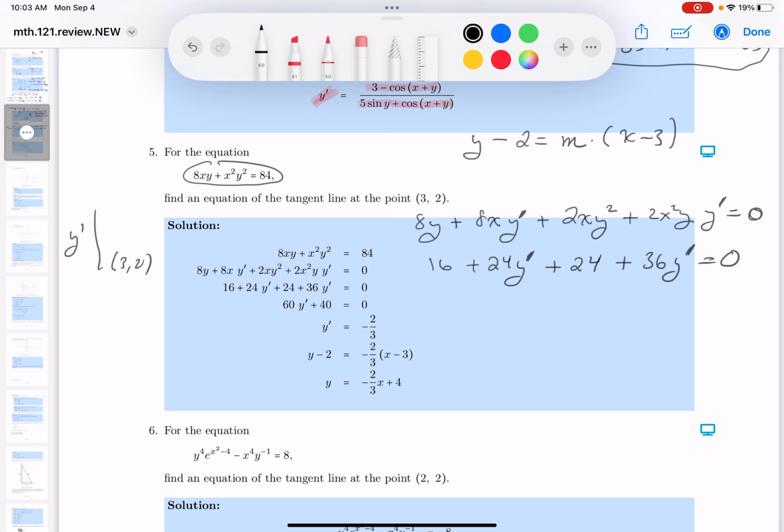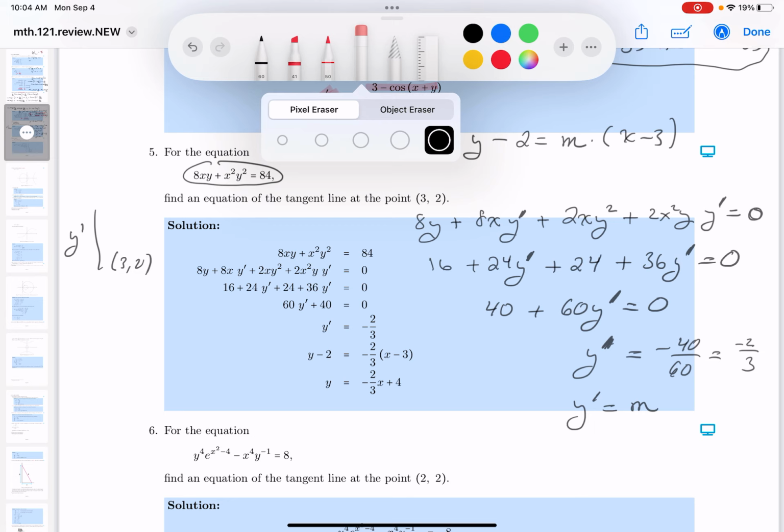Let's add together. 16 and 24 is going to be 40. And 24 and 36, that's going to be 60 y prime. And that equals 0. I'm going to try to solve for y prime. Y prime is going to be equal to minus 40 over 60. Just looking at it, I guess I'd divide through by 20. So you get minus 2 over 3. So I know the slope. Y prime is going to be the slope. I'm sorry, when I say slope, it's the m in the problem, minus 2/3.